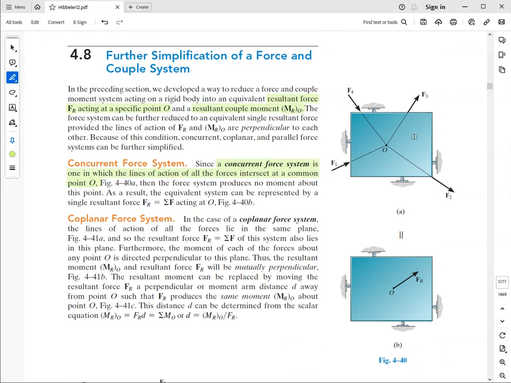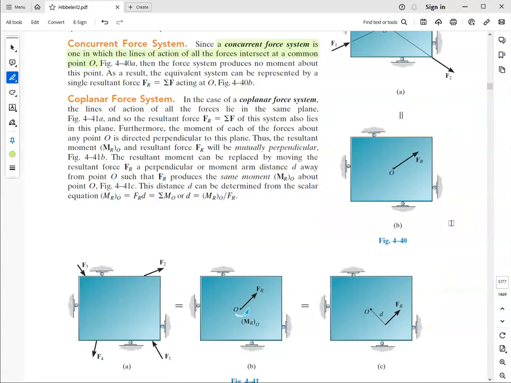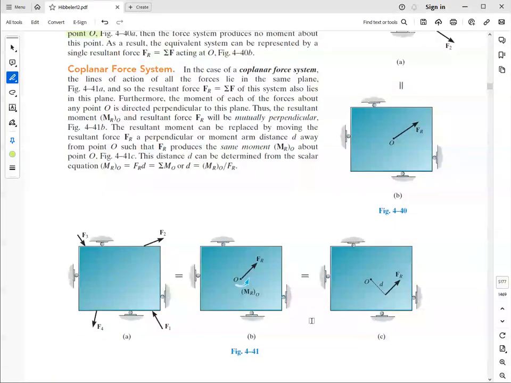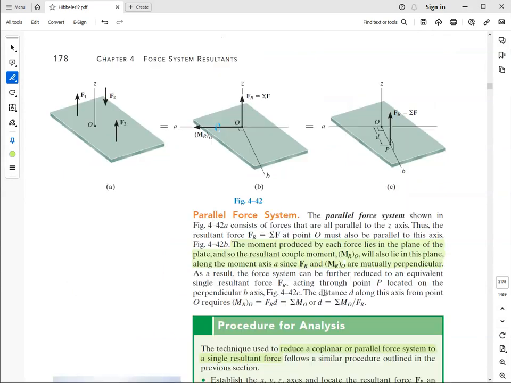So again, if the forces are concurrent, they don't generate a moment about their point of intersection. If they're not, then they generate a moment, and I can induce that moment by just offsetting the resultant the right amount. We've got the equivalent force-moment system.